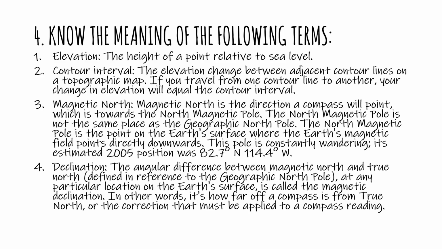But the geographical North Pole is slightly different, right? The magnetic pole is constantly wandering, and it is estimated that back in 2005 its position was at 82.7 degrees north and 114.4 degrees west. All right. So it's due to the minerals and all those things that we have in the core of the Earth that make this needle point to that.